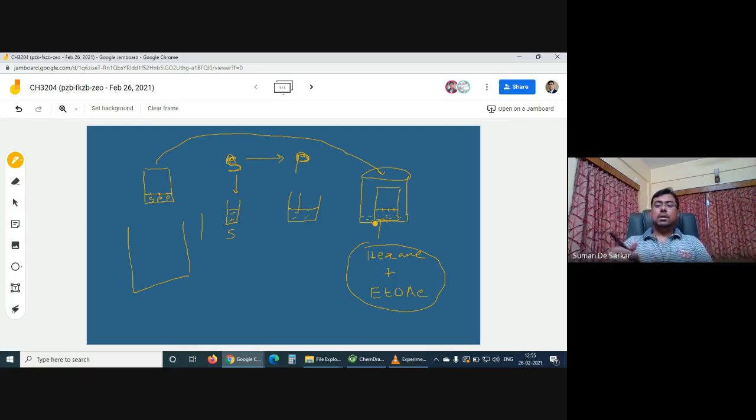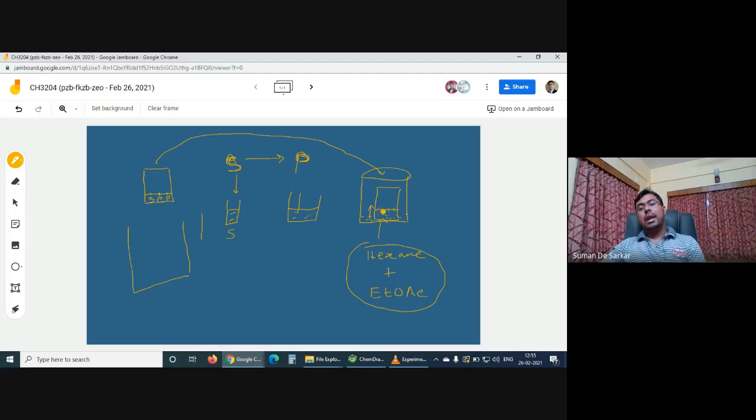Any dry thing, the TLC plate was dry, right? So you put it in a solution, what will happen? The silica will start absorbing the solvent, and with capillary action, this solvent will start going up. You will see in the video. Once the solvent starts moving up with capillary action, then what will happen?